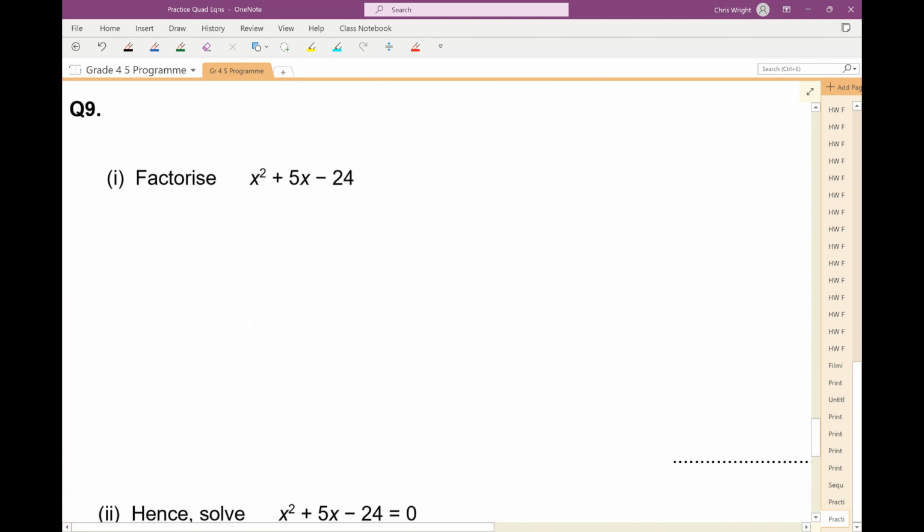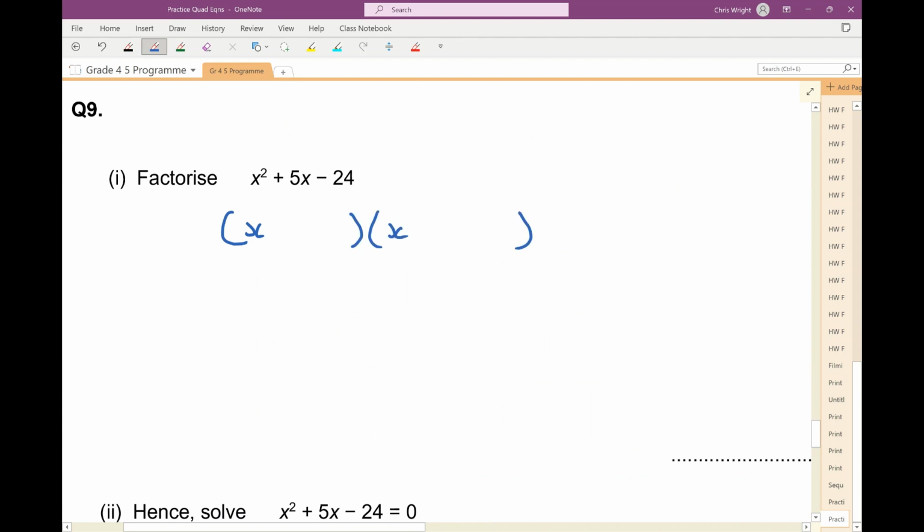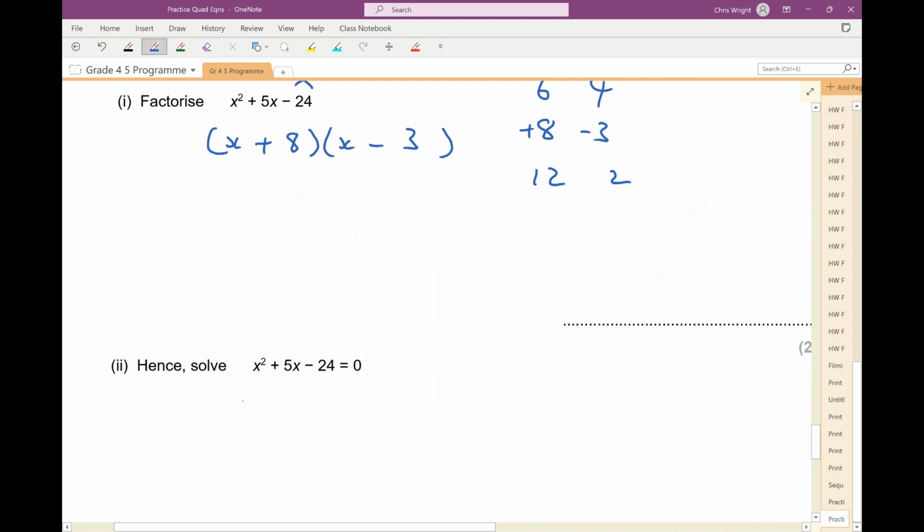Number 9, right, factorize these. X and x multiplied to a minus again. So that's a plus and a minus. Now, 24 could be 6 and 4, couldn't it? Could be 8 and 3, could be 12 and 2. Which one's going to give me plus 5x? Wait a minute. Plus 8 minus 3 would give me plus 5, wouldn't it? There we go. So I can use that. X plus 8, x minus 3 equals 0. So x would be minus 8 or 3.